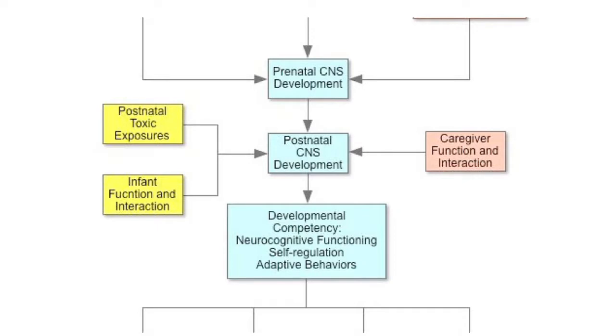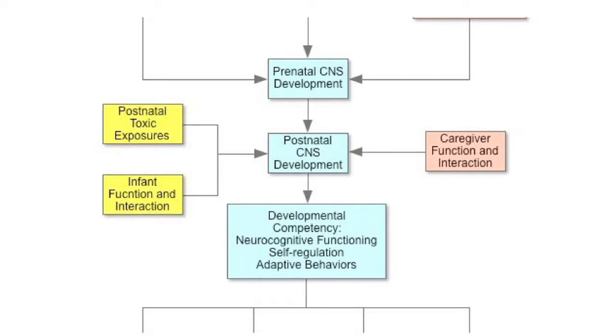And the third, and this is often overlooked, is infant function and interaction. This is especially important for prenatally exposed infants. Has the infant been affected neurobehaviorally in such a way that the infant is not able to read the cues and the input of the caregiver, and in that way give back to the caregiver what is needed to set up a reciprocal relationship between infant and caregiver? So all of these factors come together to impact postnatal brain development.